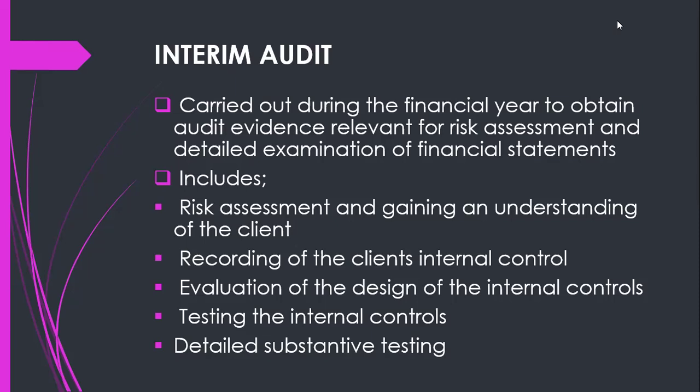Then detailed substantive testing. This is where we go deep into the books. Sometimes we even attend the inventory count. We're checking the existence of the closing inventory in the statement of financial position. Then we also check the assets that the company has. We ask, where are your assets? We want to see them, and they say, okay, they physically exist. So all those things are done at the interim audit.